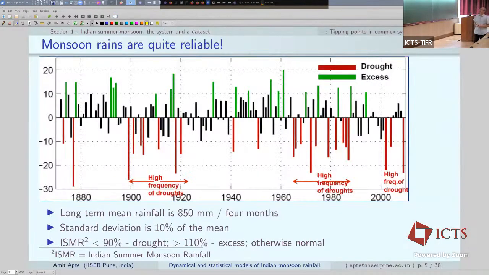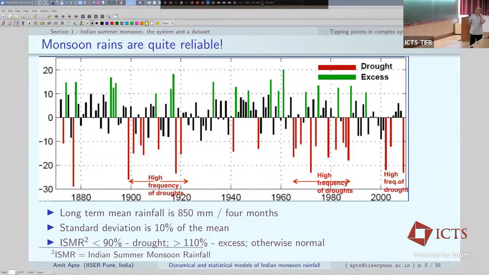Also, the long-term mean is quite robust. The variations on top of the long-term mean, which is about 850 millimeters during the 4 months, June, July, August, September, is just about 10%, roughly, which is not a large variation, right? I mean, thinking of the kind of systems that Sujit was talking about, 10% variation is what you would like to stay far away from. But this is a natural system, so we can't play around with it, luckily, yet.